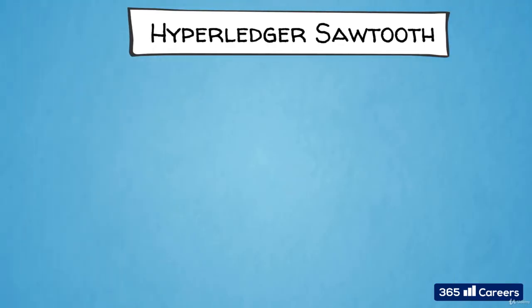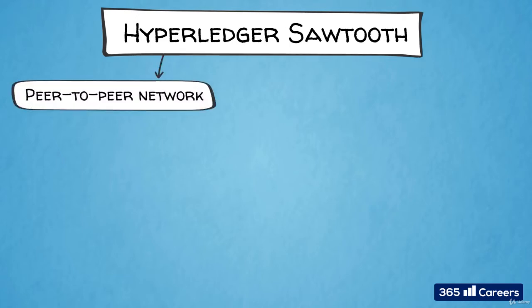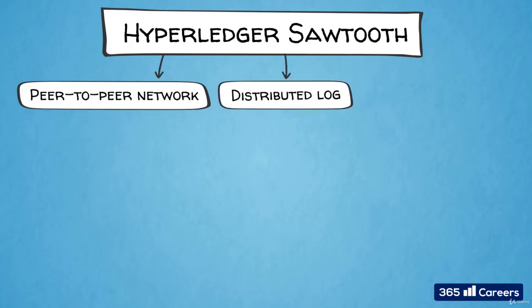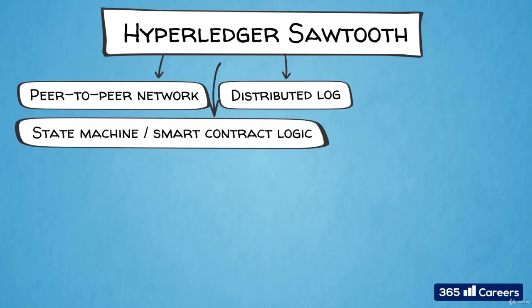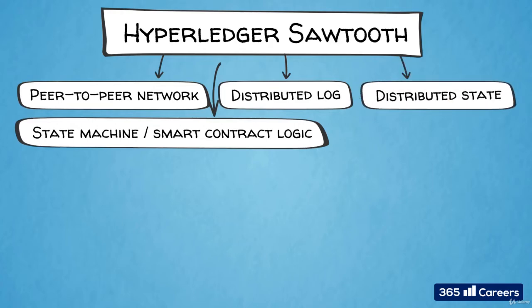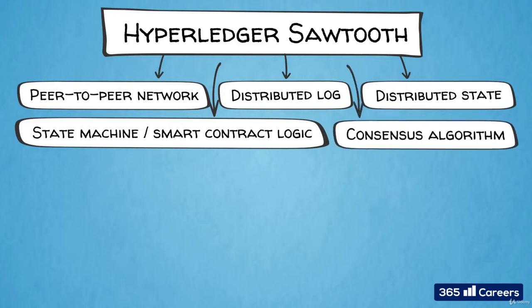The Sawtooth architecture has 5 core components: peer-to-peer network for passing messages and transactions between nodes, distributed log, which contains an ordered list of transactions, state machine smart contract logic layer for processing the content of those transactions, distributed state storage for the resulting state after processing transactions, and consensus algorithm for achieving consensus across the network on the ordering of transactions and the resulting state. These 5 core components resemble the 5 forces powering Bitcoin, which we examined in detail earlier in the course.